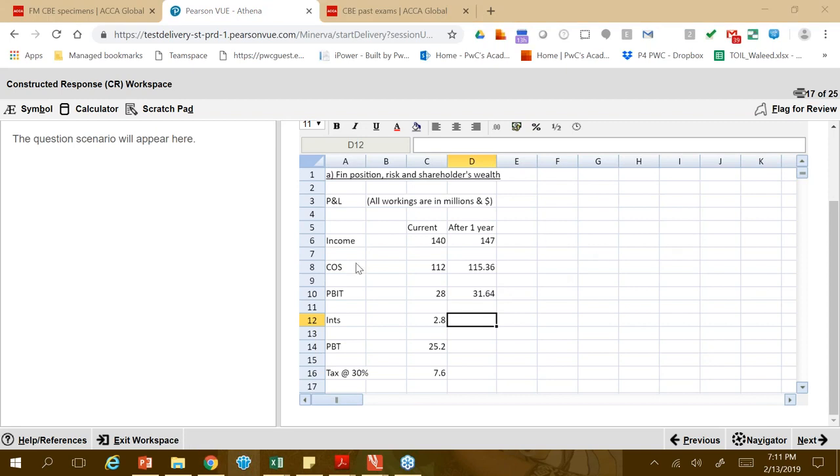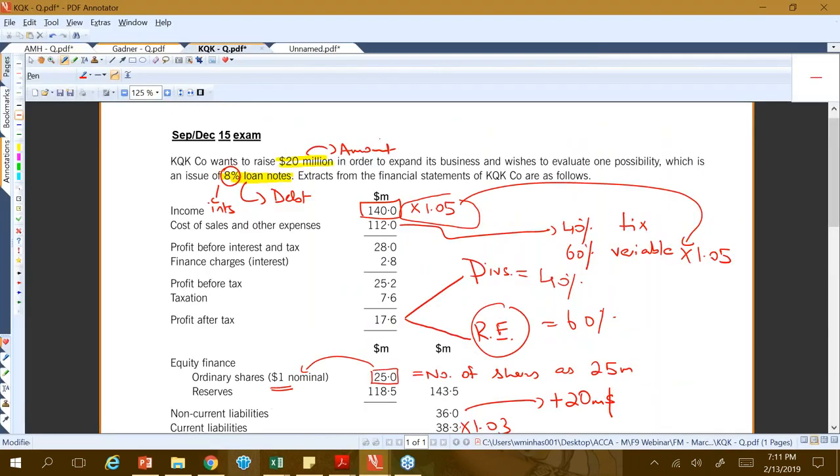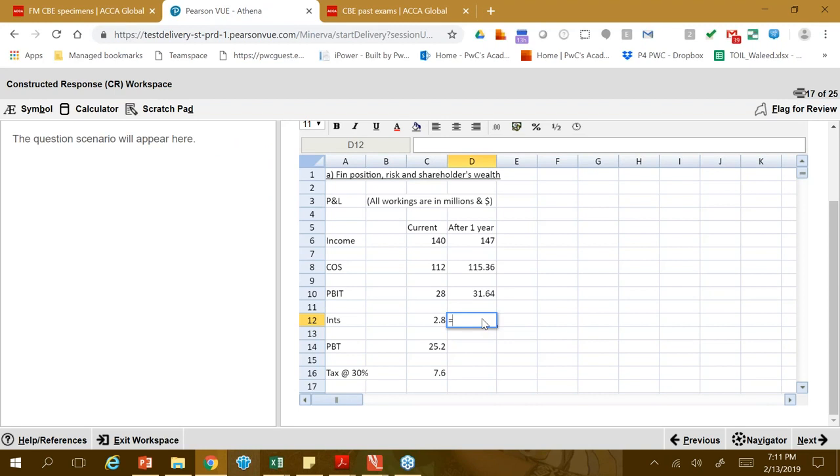So right answers here: yes, this 2.8 will remain there, and then we will add the additional financing. Well done. So how much will be the additional financing we need to add? 8% interest on 20 million. So we'll take this 2.8, and then we will add 8% of the 20 million, and the 2.8 will remain there. And this means I have got the interest of 4.4.